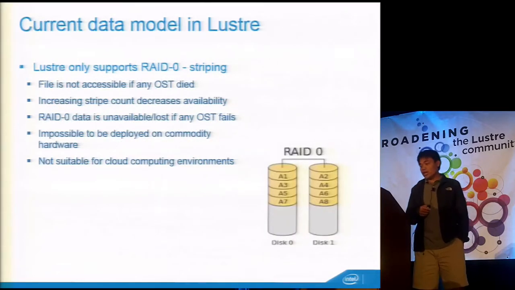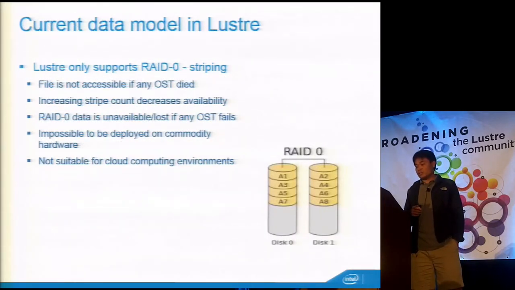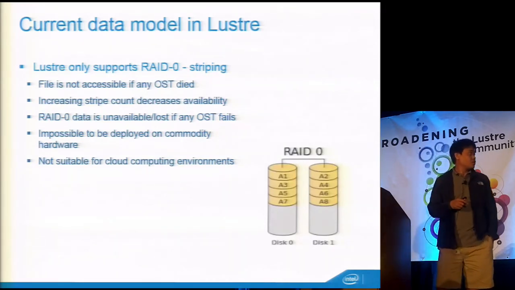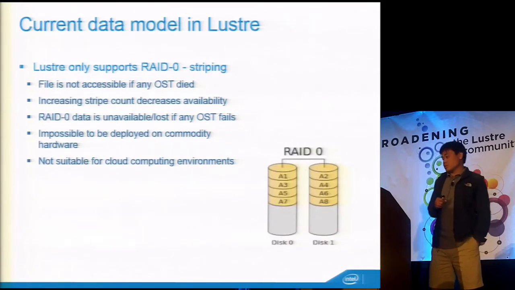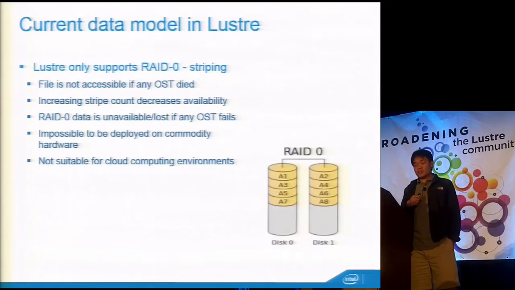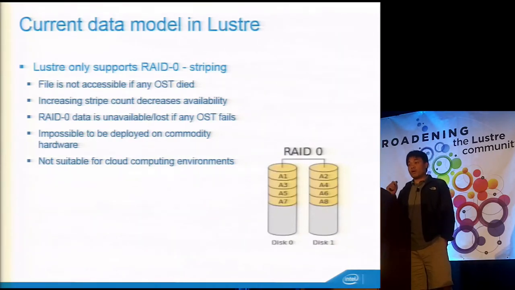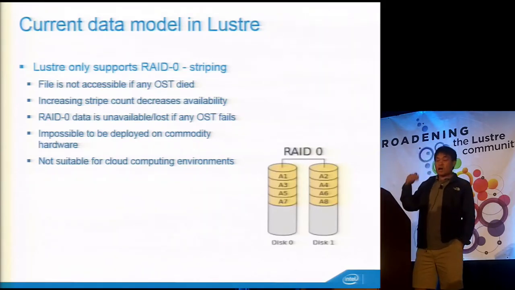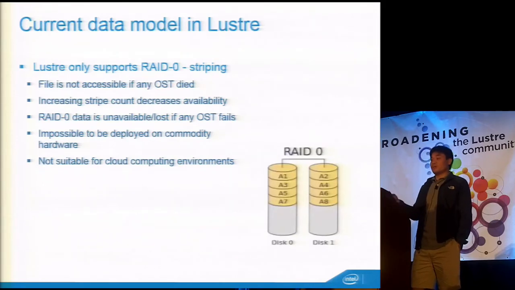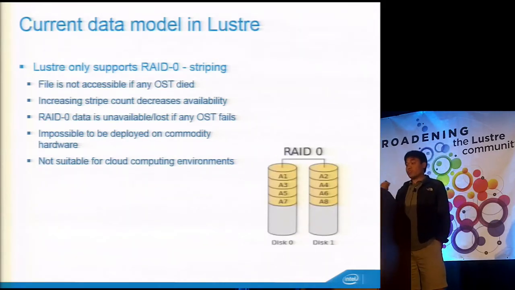Okay, the current data model in Lustre can only support RAID 0, that is striping, right now. So it has some major drawbacks. For example, the file is not accessible if any OST fails. And also, if you want to increase the stripe count, you will decrease the I/O availability. Why? Because if you have more OSTs for a file, there is a higher chance that one of them will be dead, right?